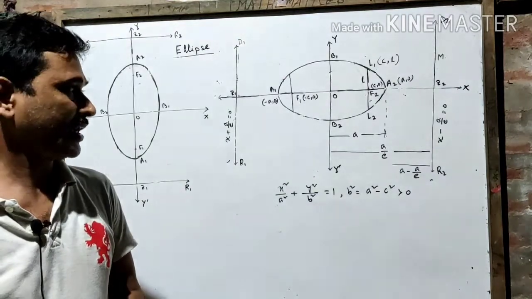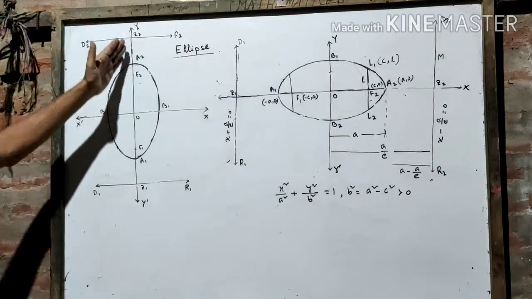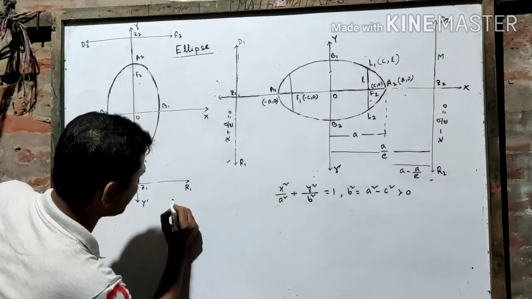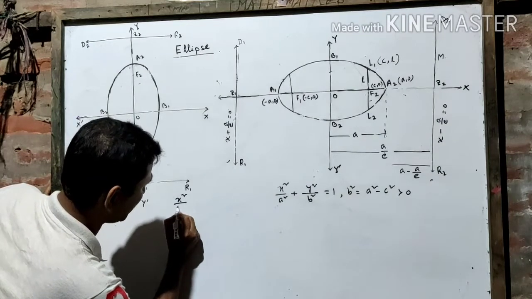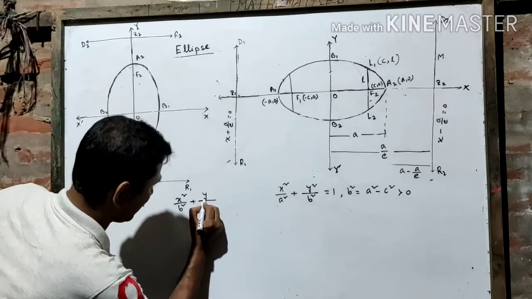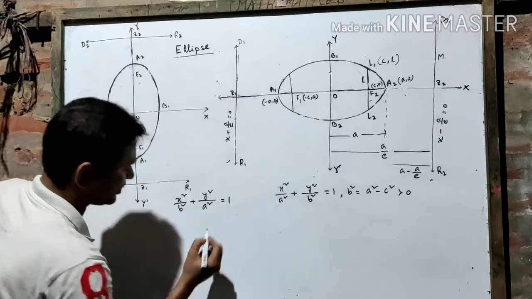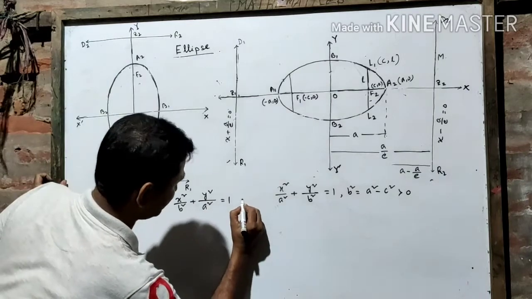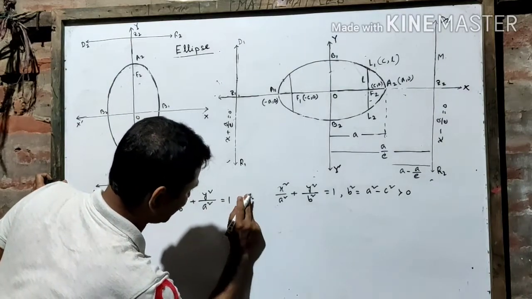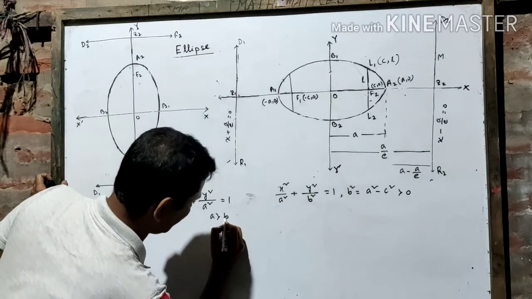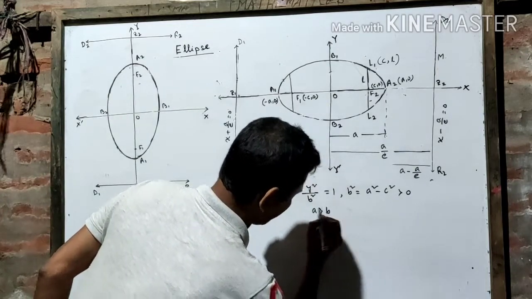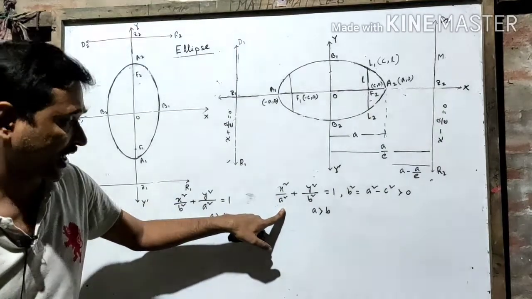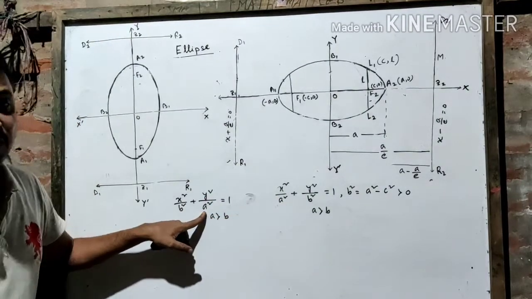Okay. So when the major axis is along y axis, obviously a square will go to y. So the equation will be like this: x square by b square plus y square by a square is equal to 1. This will be the equation of this ellipse. Here also a is greater than b, and in the earlier equation also a is greater than b. What is the difference? Here a square is in the denominator of y square, and there a square was in the denominator of x square.